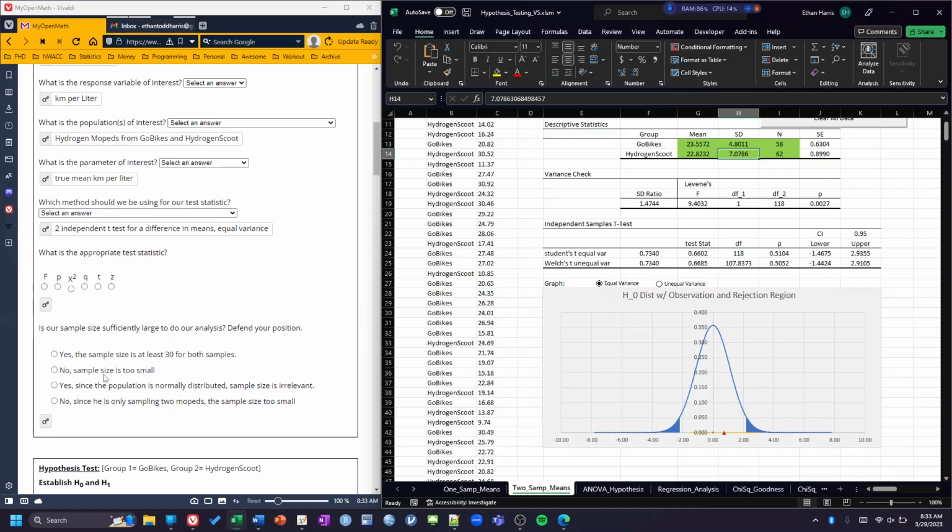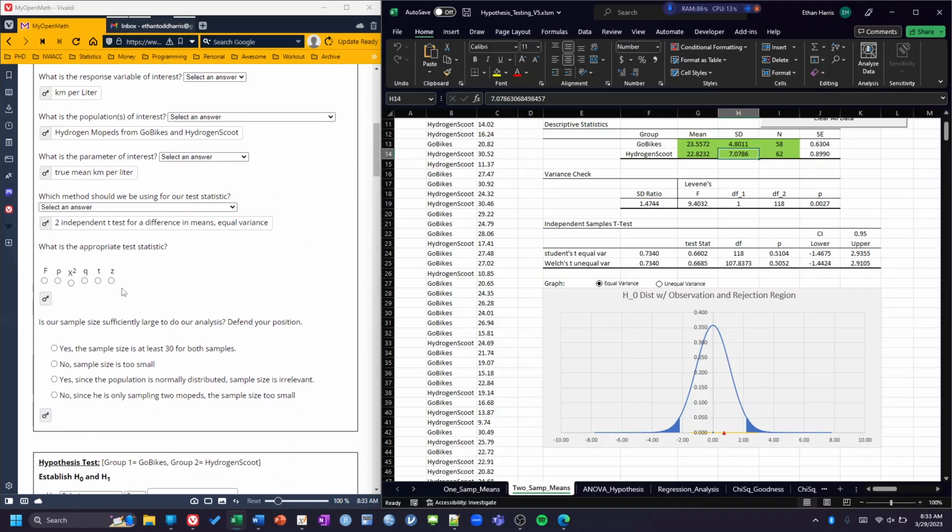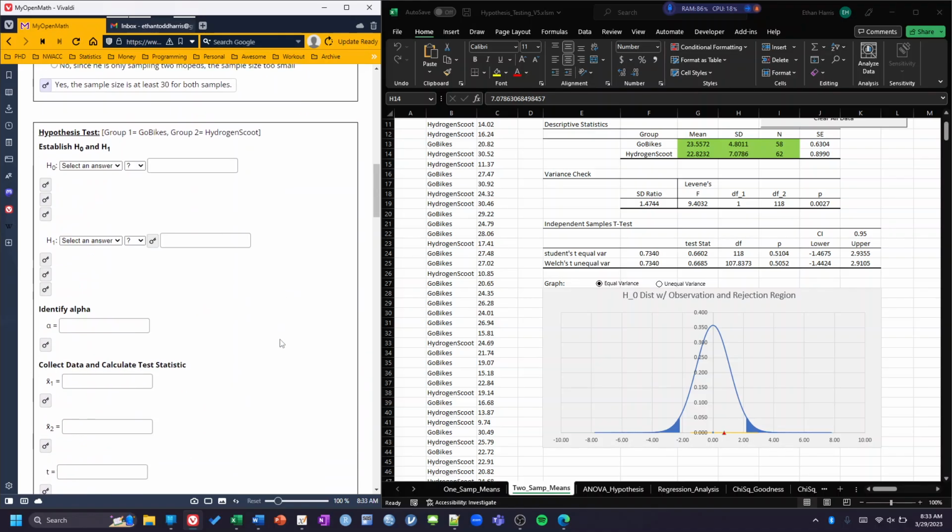Okay, the appropriate test statistic here is going to be a t-test. That's what we do when we do our two-sample hypothesis testing for the means. And is our sample sufficiently large? Well, we need to go look at our summary statistics. We look at the sample size n, and as long as n is greater than or equal to 30 for each group, we're okay. Or if it says that the population is normally distributed, then we are fine. But for this one, our sample size is at least 30 for both samples.